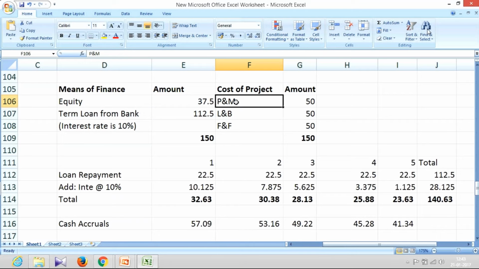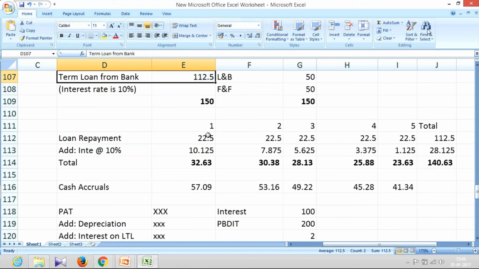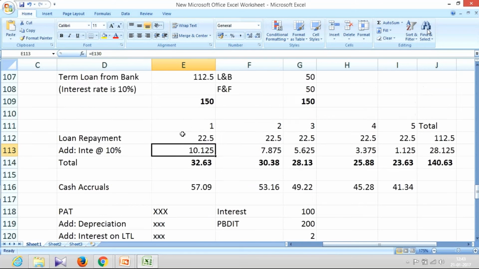If the bank wants to give this loan, they should be convinced about two aspects: technical viability, and commercial and economic viability. Technical viability they assess by engaging a technical consultant. Commercial and economic viability they will understand by looking mainly at your debt service coverage ratio. It means they will see what you have to repay if you take this loan. Let's say you have to repay in equal installments over a period of 5 years. So this is 112.5. Then you have to pay interest.